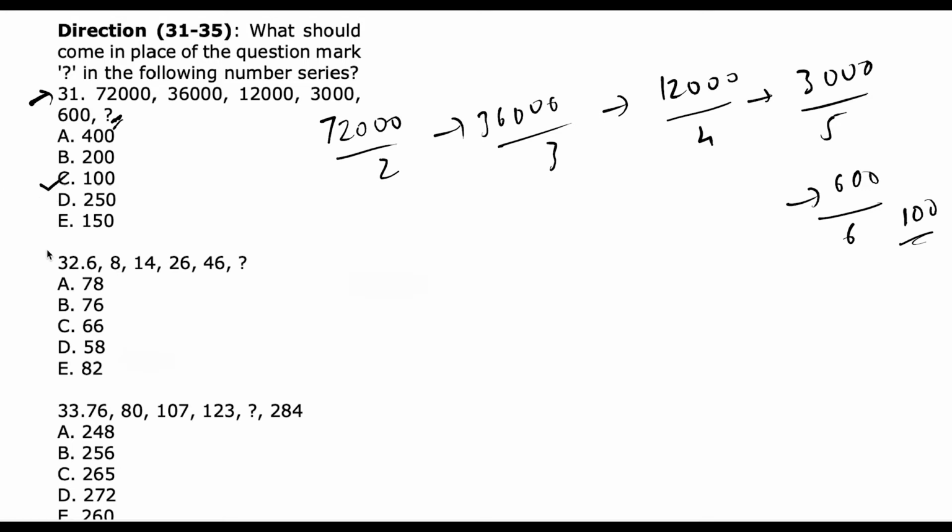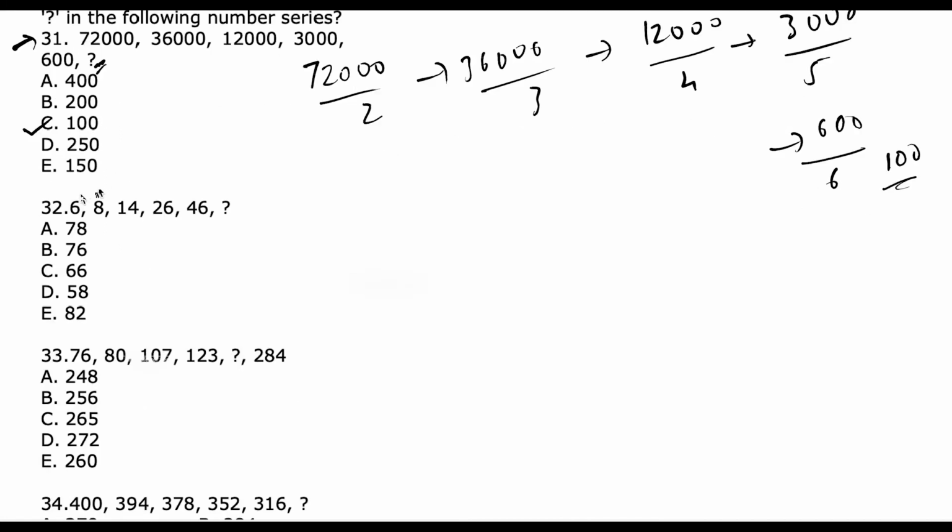I hope you understood how I solved this question. Whenever you see series kind of questions, you try to identify what is the recurring relationship between the numbers. So here it was divide by 2, then divide by 3, divide by 4, 5, 6 and so on.